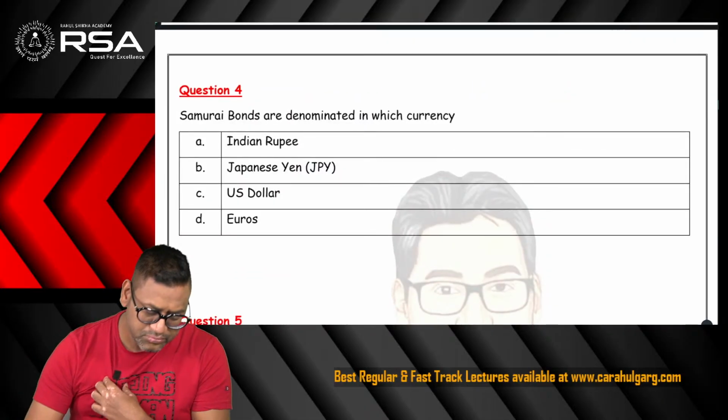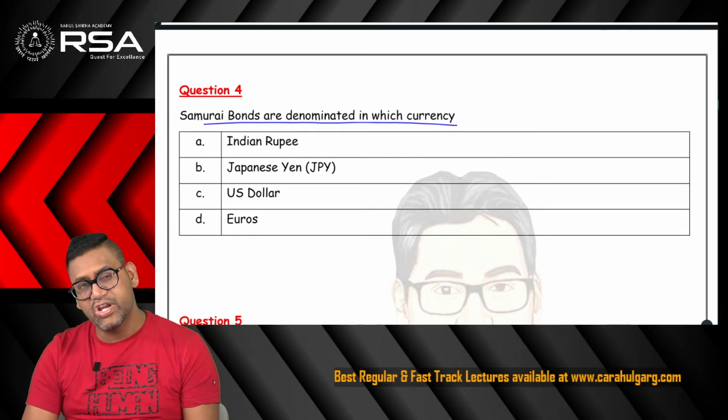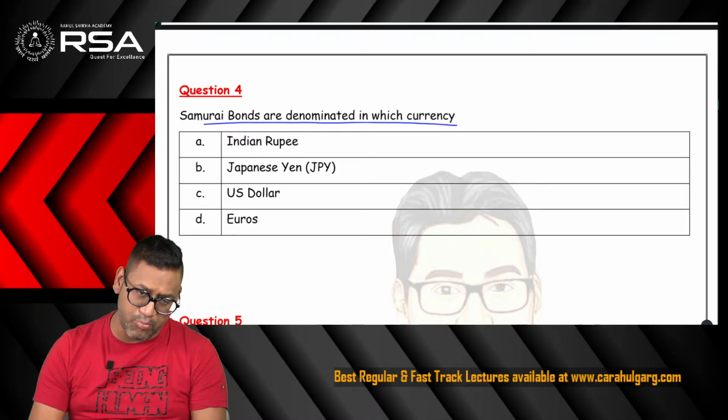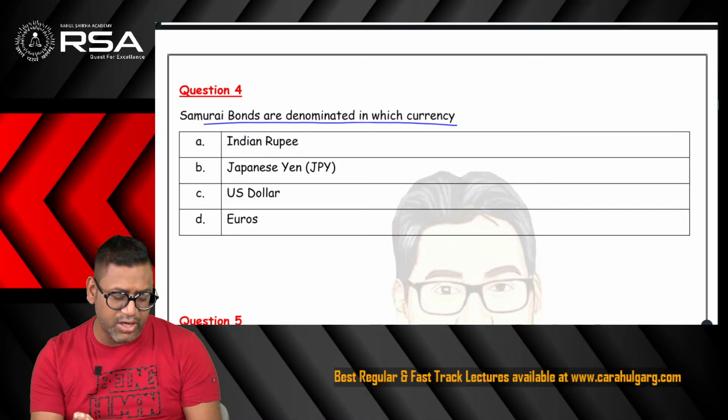It says the samurai bonds are denominated in which currency? So there are various kind of bond, Yankee bond, samurai bond, high yield bond, etc, etc. So it says particular samurai bonds are denominated in which currency?